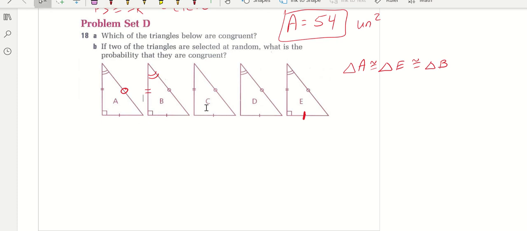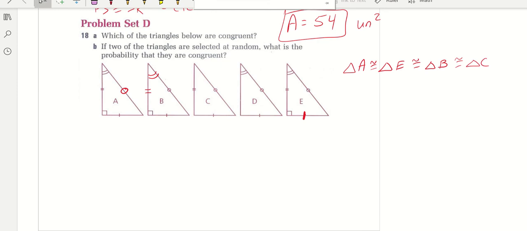Okay, let's take a look at C. All right, C. So we have 1 tick mark, 1 tick mark, circle, circle, 2 tick marks, 2 tick marks. B and C are congruent by what postulate? Side, side, side. So let's throw triangle C in here as well.